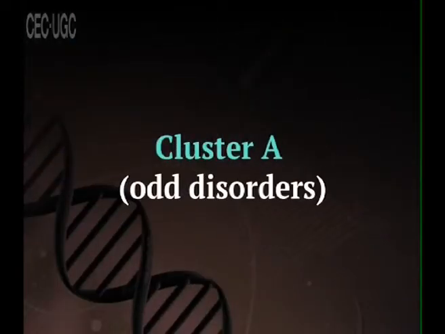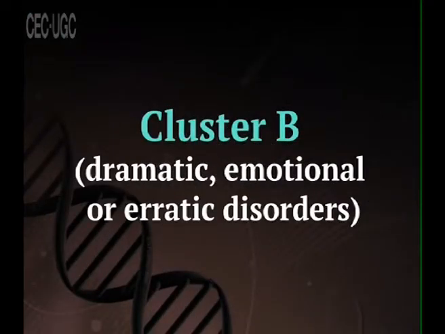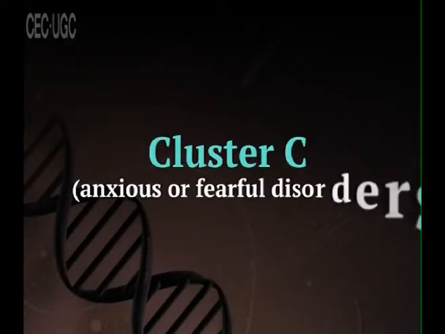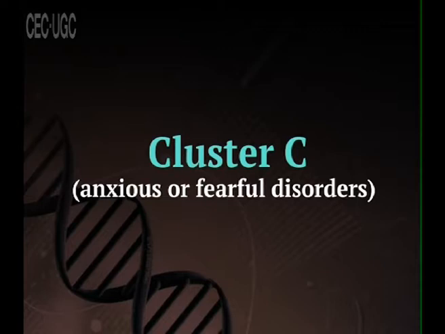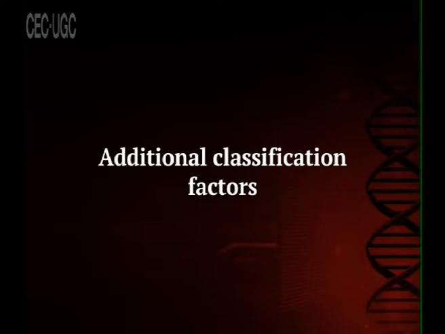The clusters are: Cluster A, which consists of odd disorders. Cluster B, which consists of dramatic, emotional or erratic disorders. And Cluster C consists of anxious or fearful disorders. There is another categorization, the third categorization, that is additional classification factors. It is possible to classify personality disorders using additional factors such as severity, the impact on social functioning, and attribution as well.